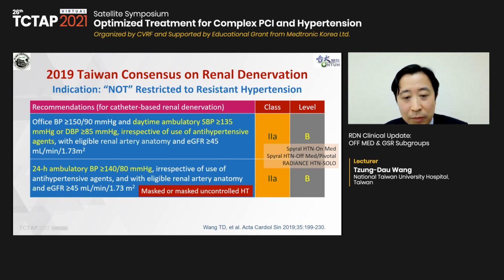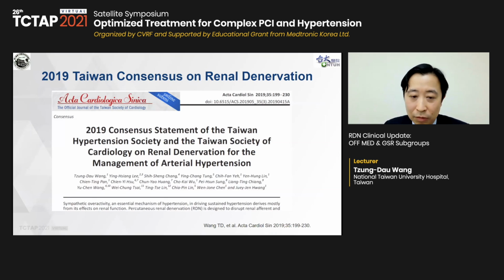Before the publication of the pivotal trial, the Taiwan Hypertension Society issued a consensus about renal denervation. We emphasized that, according to the evidence accumulated, renal denervation seems effective in all hypertensive patients, not only resistant hypertension patients. So we summarized all the inclusion criteria about blood pressure levels, including not only the office blood pressure, but we emphasize the importance of 24-hour blood pressure. And we also emphasize that we should not reserve renal denervation for patients with only resistant hypertension, but all kinds of hypertensive patients could be treated by this strategy. So that's our consensus for your reference.